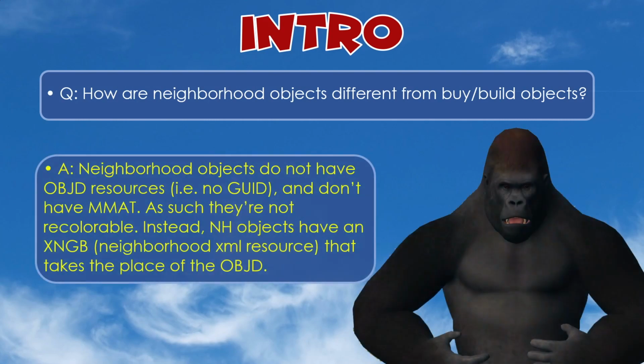How are neighborhood objects different from build by objects? The difference is neighborhood objects don't have an OBJD resource, so they don't have what you would normally find in an OBJD, like an MMAT and a unique 8-character GID. It does have a GID, but that's stored in the XNGB, and we'll see that a little bit later. As such, it's not recolorable. Instead, neighborhood objects have an XNGB that takes the place of the OBJD.